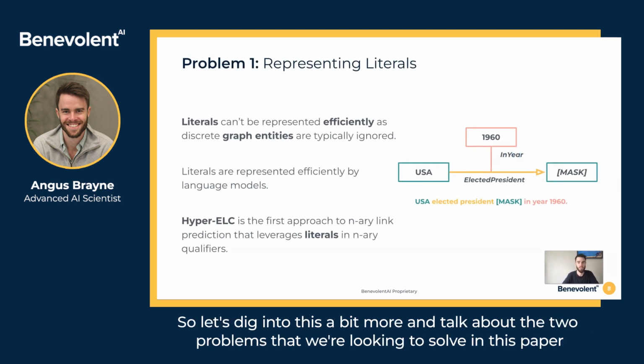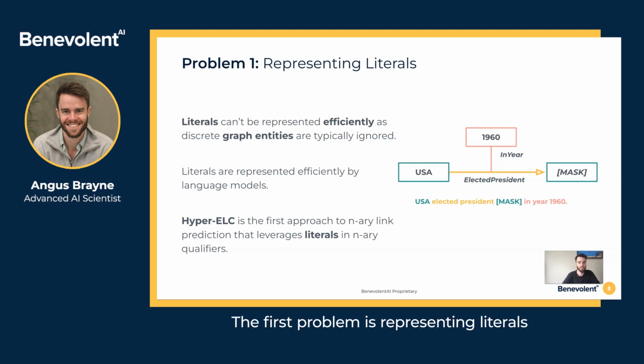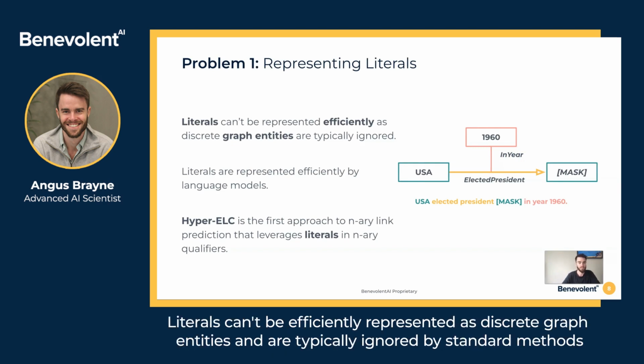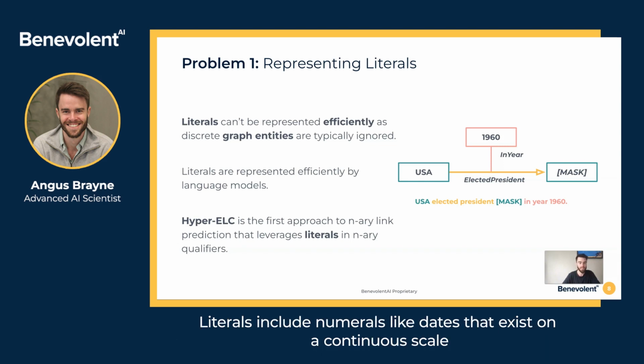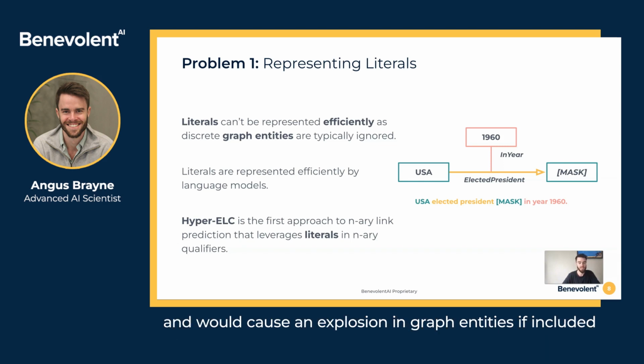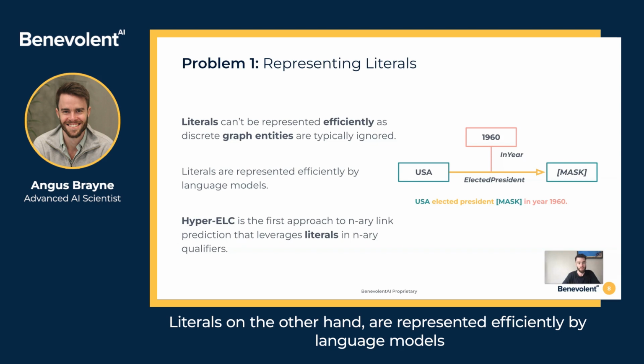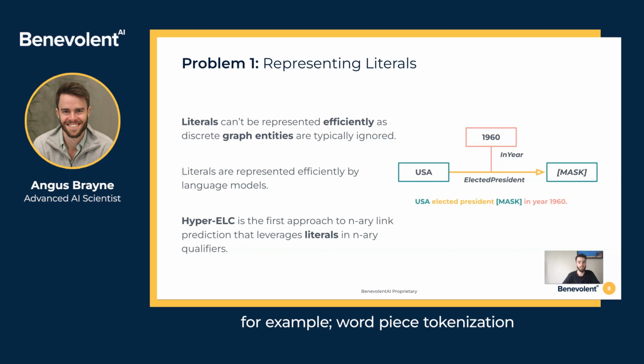So let's dig into this a bit more and talk about the two problems that we're looking to solve in this paper. The first problem is representing literals. Literals can't be efficiently represented as discrete graph entities and are typically ignored by the standard methods. Literals include numerals like dates that exist on a continuous scale and would cause an explosion in graph entities if included. Literals, on the other hand, are represented efficiently by language models. For example, word piece tokenization reduces literals to chunks of commonly shared characters in order to avoid an explosion in the number of tokens.